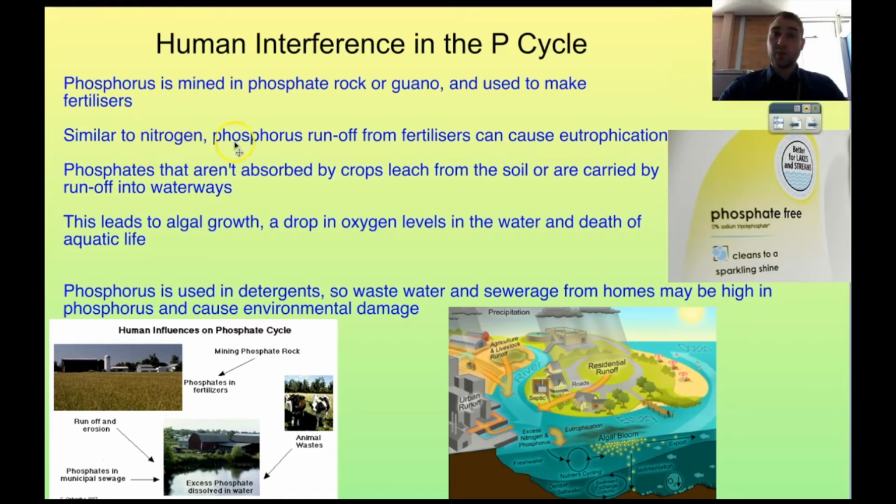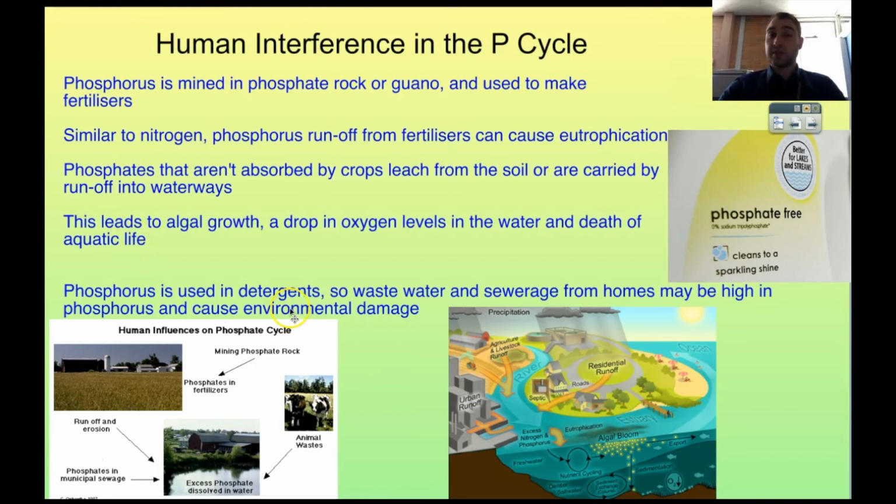Similarly to nitrogen, we get this runoff that can occur and also leaching deeper down in soils. Excess fertilizer that isn't absorbed by plants runs off into waterways, and that can lead to eutrophication that we can see down here. So we get algae growing, which decreases the amount of oxygen available for organisms, which causes them to die. And that leads to less oxygen in waterways and so on.